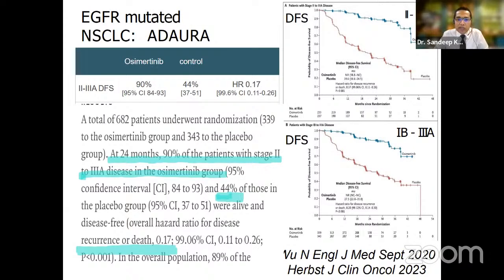So at the end of 2 years, 90% of the patients with stage 2 and stage 3, which was the primary endpoint, were disease free in the osimertinib group, versus 44% in the placebo group. There is a huge difference between the Kaplan-Meier curves. And the hazard ratio was very, very impressive, 0.17.